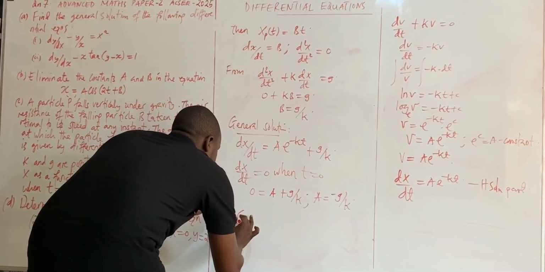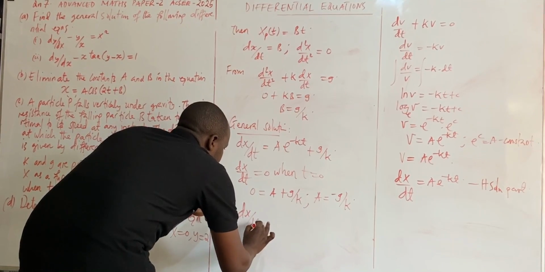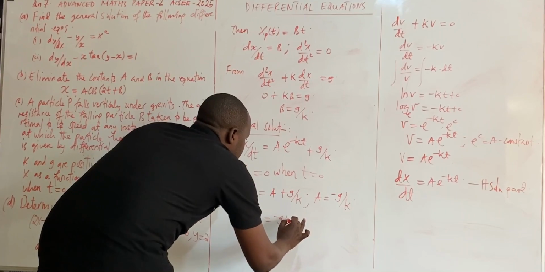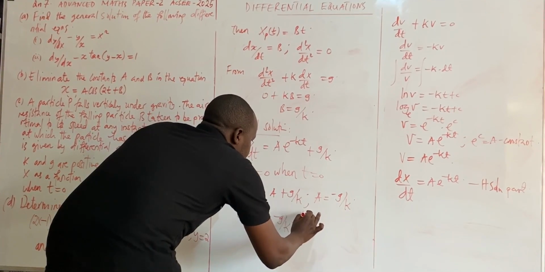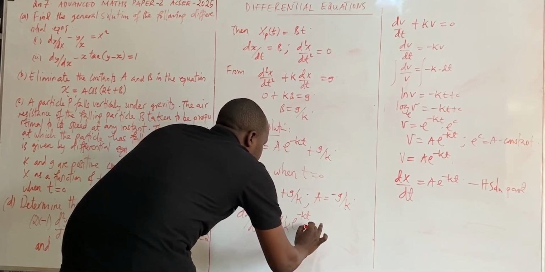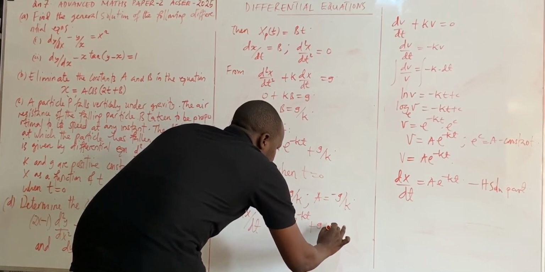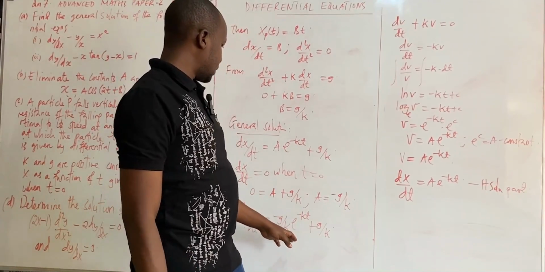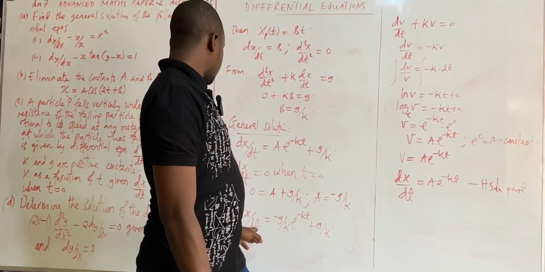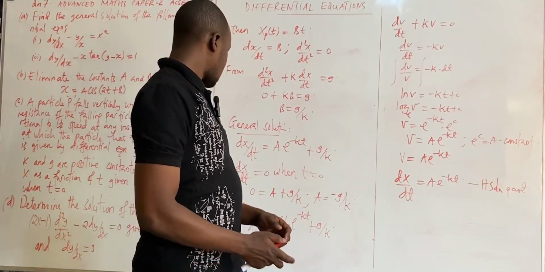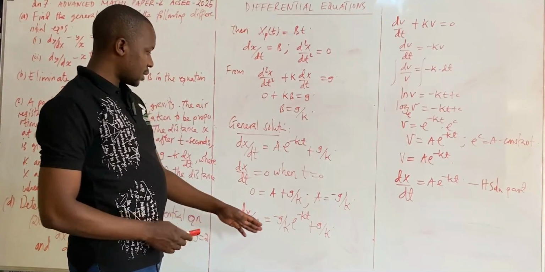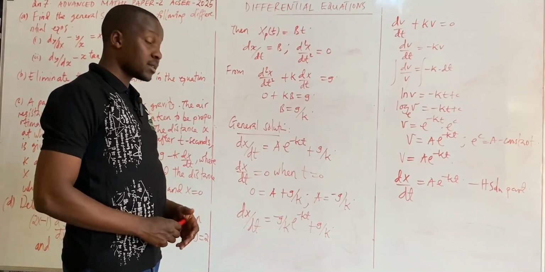So we go back here, we substitute: dx/dt now equals negative g over k e to the negative kt, here. Now plus g over k. After that, this is dominated by t, so we can apply variable separation. So as we integrate, we see how we eliminate other constants when t and x are 0.